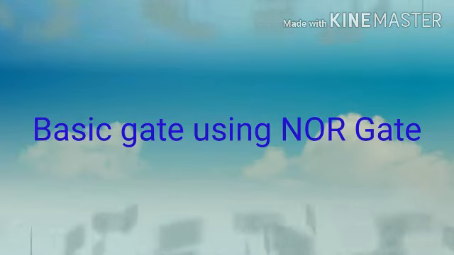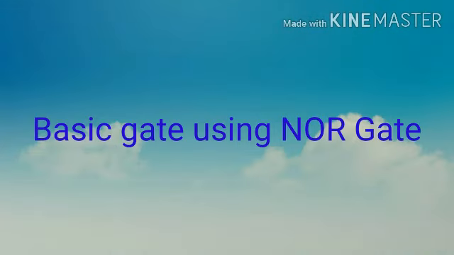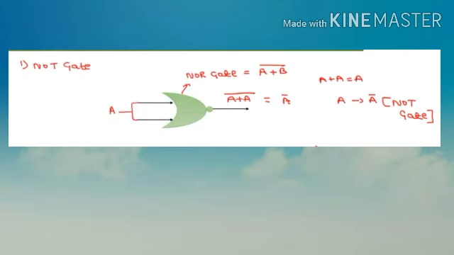Now we start to derive basic gates using NOR gate. Let's start with NOT gate using NOR gate. See, in the diagram, as we know, the NOT gate has only one input, but the NOR gate has two inputs. So we have to short the two inputs of NOR gate to get one input. As we know, the Boolean equation of NOR gate is (A plus B) complement. But here we are using only one input, so B is replaced by A.